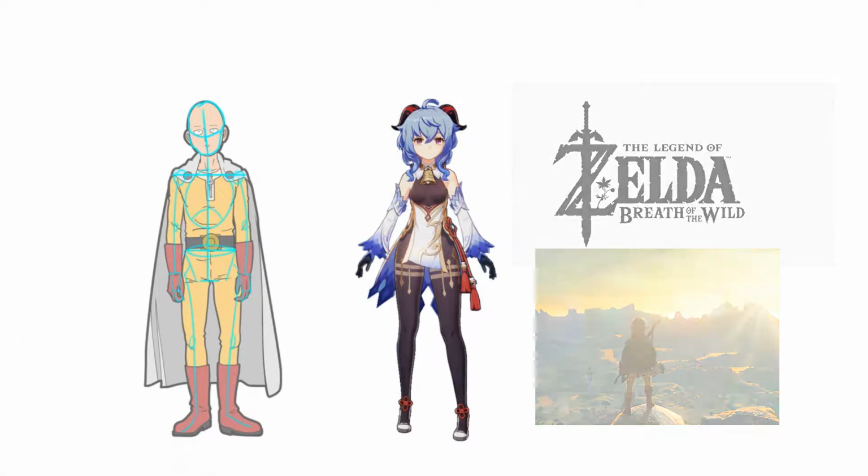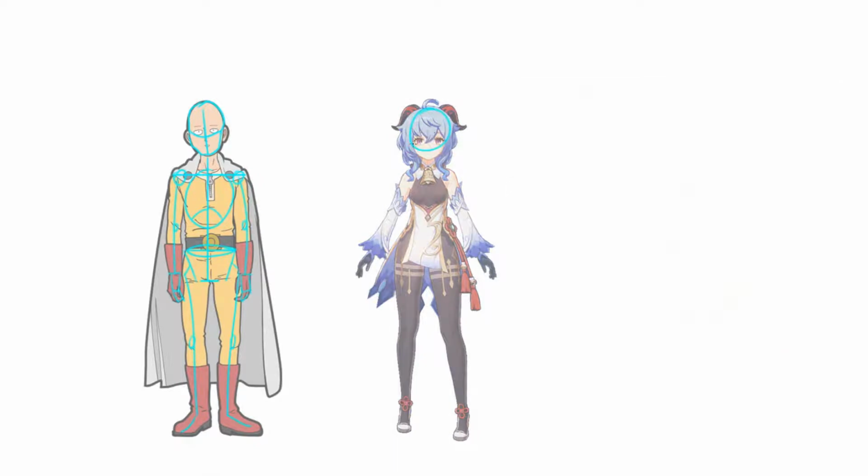Let's get started. Again, we draw the head first. We draw a line for the spine and we place the line of the shoulders and the line of the hips. For women, the hip line will be slightly wider than the shoulder line. Do you see it?